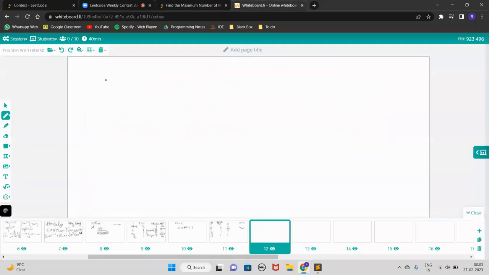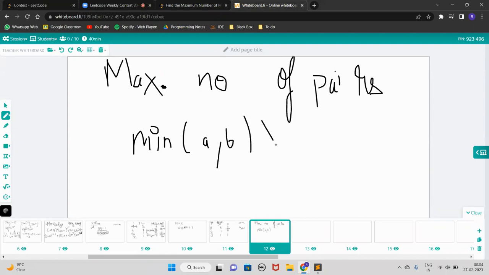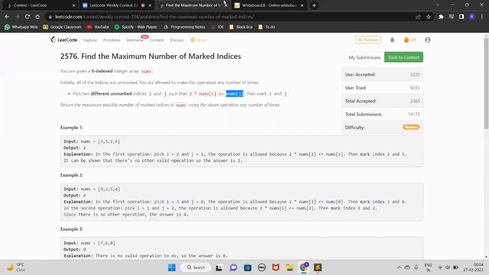So what we have to do in simple terms is make the maximum number of pairs such that in each pair the smaller, meaning the minimum of a, b, times 2 is less than or equal to the maximum of both of them. Okay, and let me explain this with the example test cases.